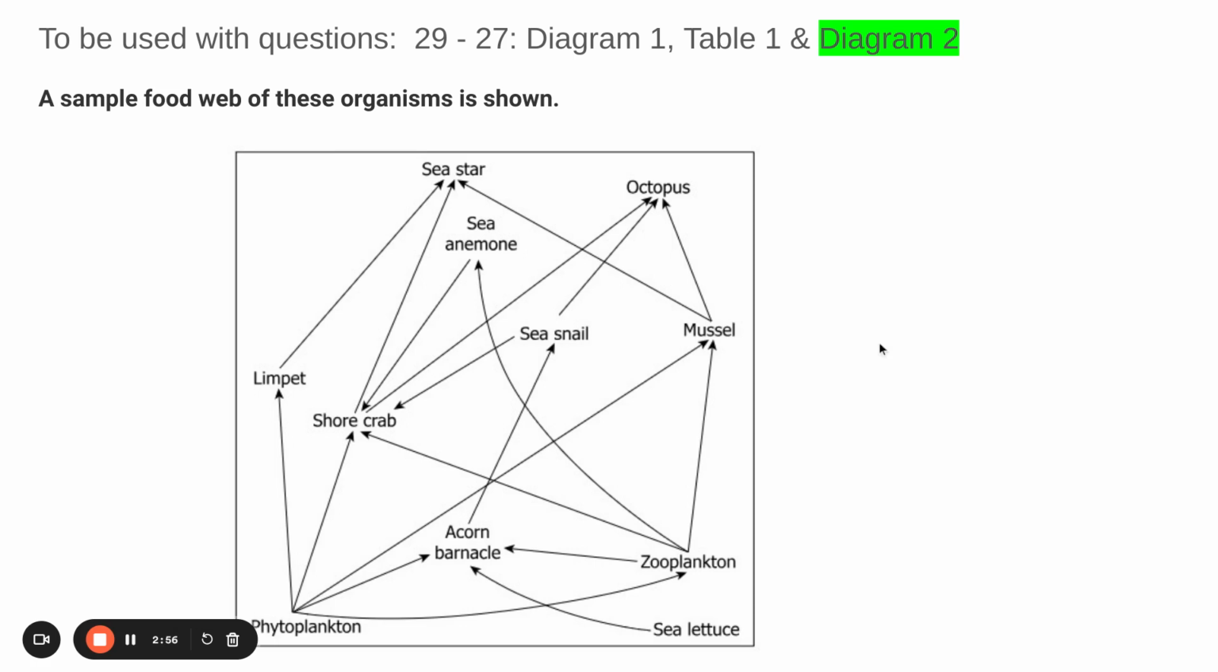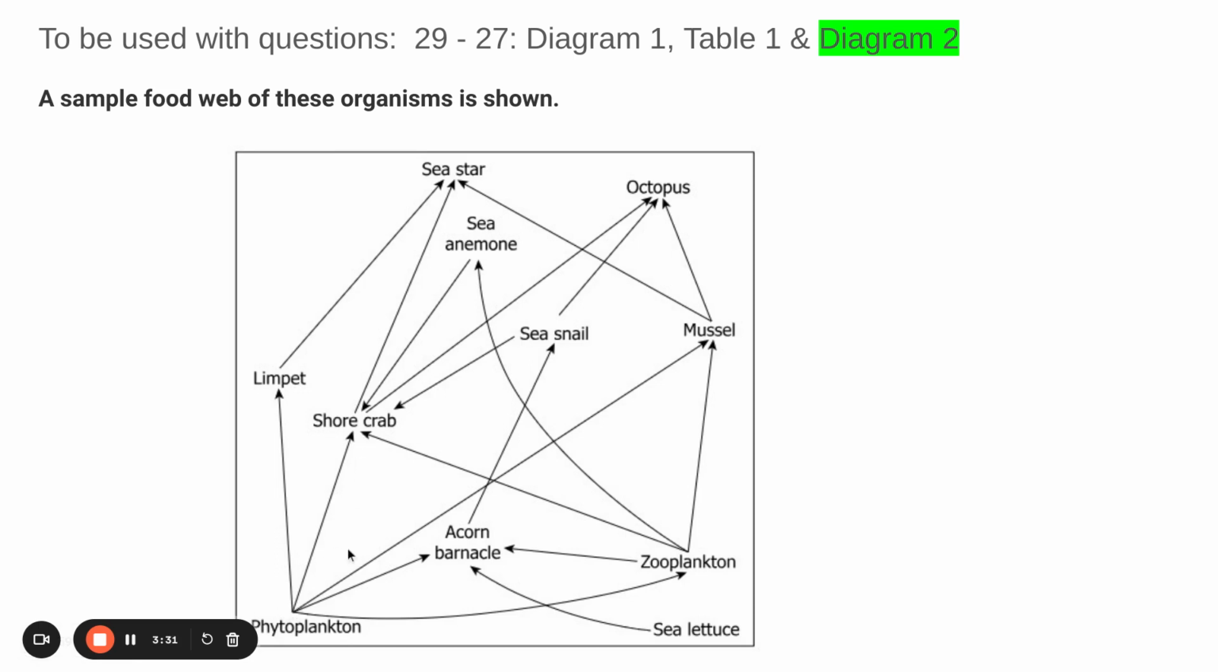So our producer is going to be the beginning of our food web. And it looks like, because we've got phytoplankton and sea lettuce, that our primary producer is going to be the phytoplankton. Now, the next thing, we have two of the first order or primary consumers. So we could see that the phytoplankton is eaten by the limpet. So the limpet is one of those.